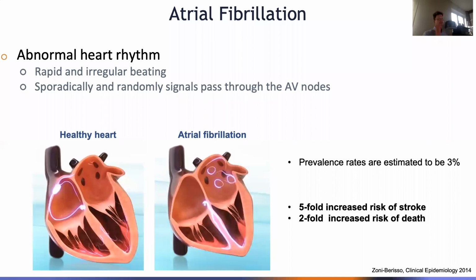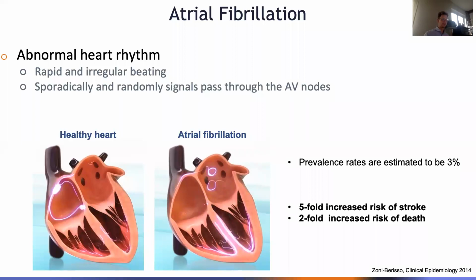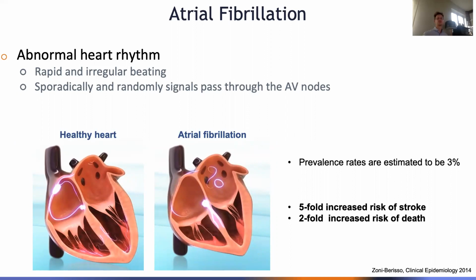What you have to consider is that almost 3% of the population is affected by atrial fibrillation. And what's even more relevant is that when you are affected by atrial fibrillation, you have a 5-fold increased risk of getting a stroke or a 2-fold increased risk of death. So it is really a relevant disease that we have to look into.